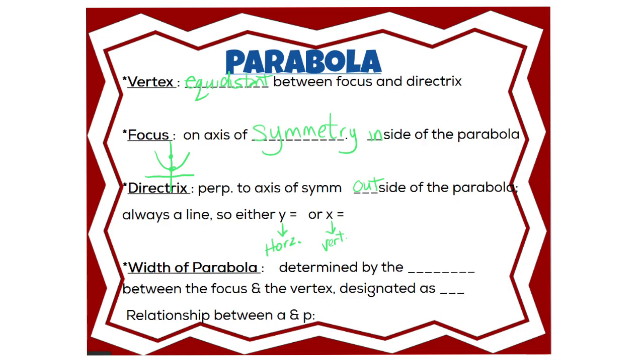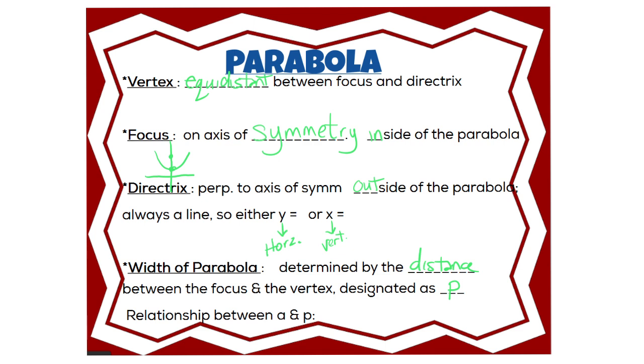One other thing, like that p value that I was talking about, the distance between the vertex and the focus: what's the point? It is what dictates the width of your parabola. It is determined by the distance between the focus and the vertex, which we have said is designated as P.